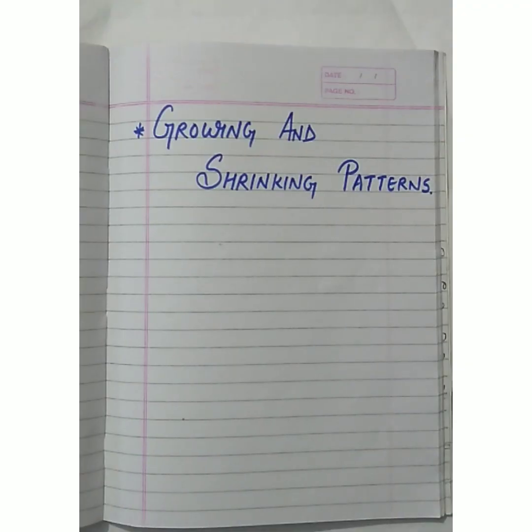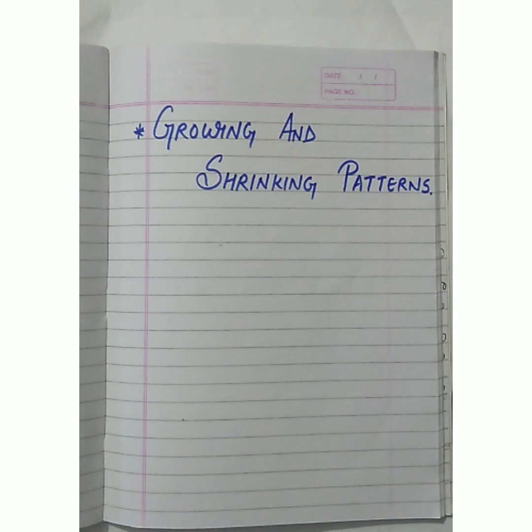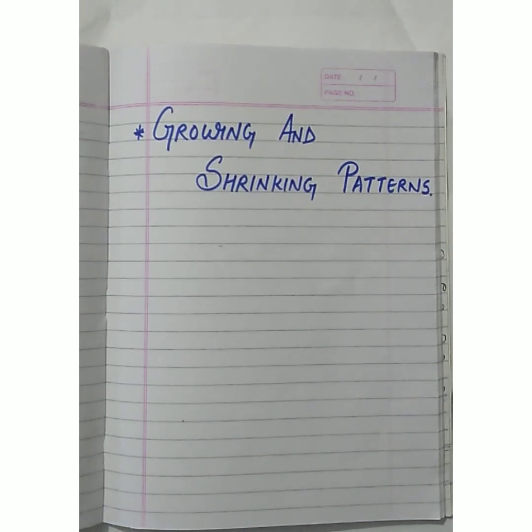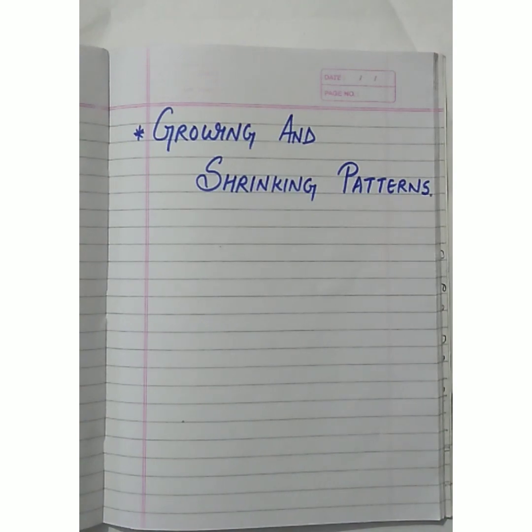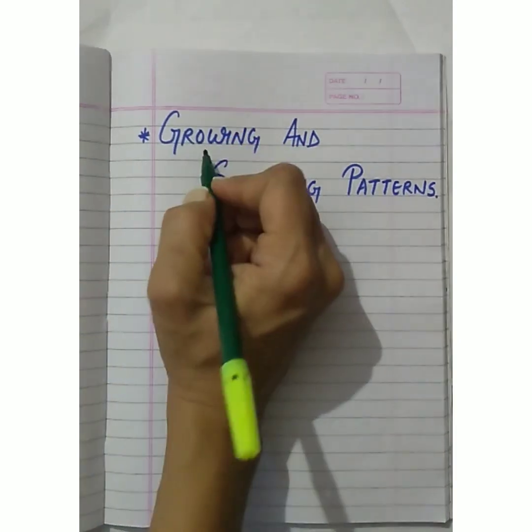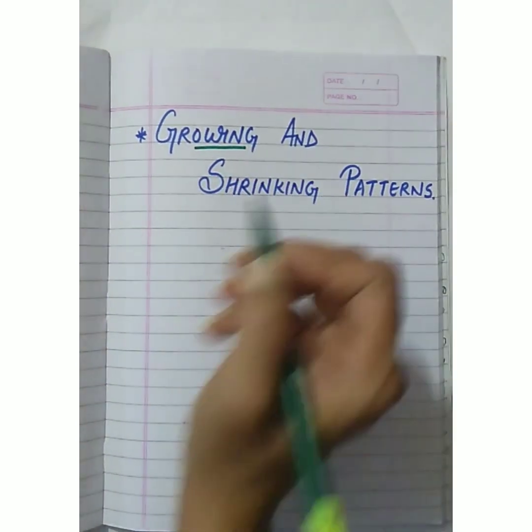I hope you all are clear with the concept of core pattern and how to identify the core pattern. Now let's move on to our next topic, that is growing and shrinking patterns. Growing pattern can also be said as increasing pattern and shrinking pattern can also be called as decreasing pattern. Let us first understand what is growing pattern.